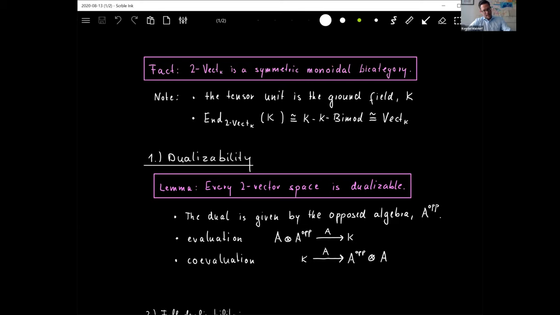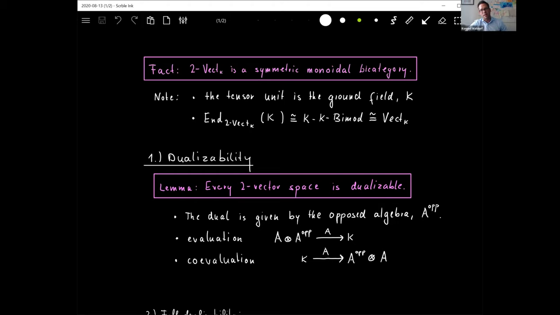And this is very easy in our example of 2-vector spaces. Every algebra is dualizable in this sense, with the dual algebra just given by the opposite algebra, and evaluation and co-evaluation are just A again, right? So A can be considered as an A-A bimodule, and then I can move one of the A's either to the left as an A-op, or to the right as an opposite algebra, and this gives me evaluation and co-evaluation 1-morphisms in this bicategory.